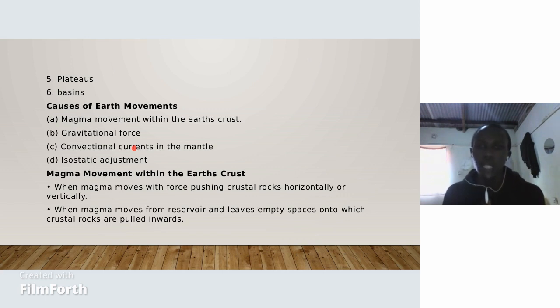And the last one is isostatic adjustment. This actually acts on mountains with glaciers.